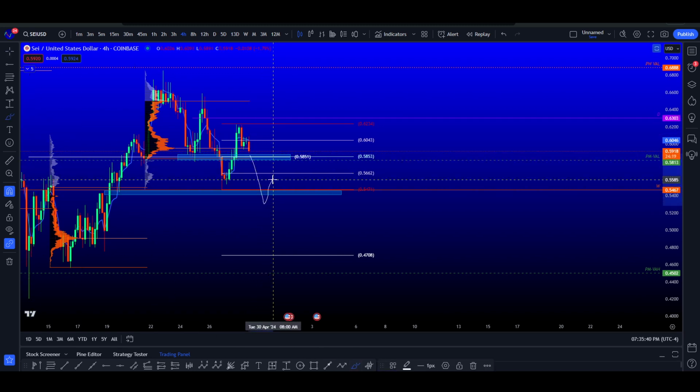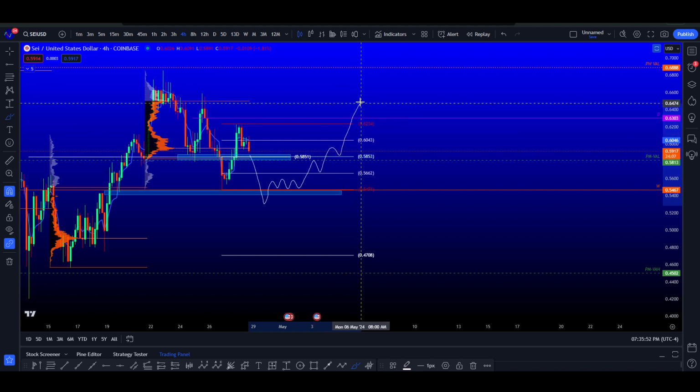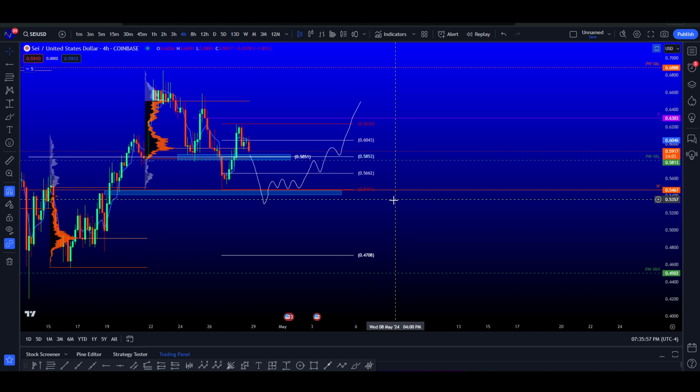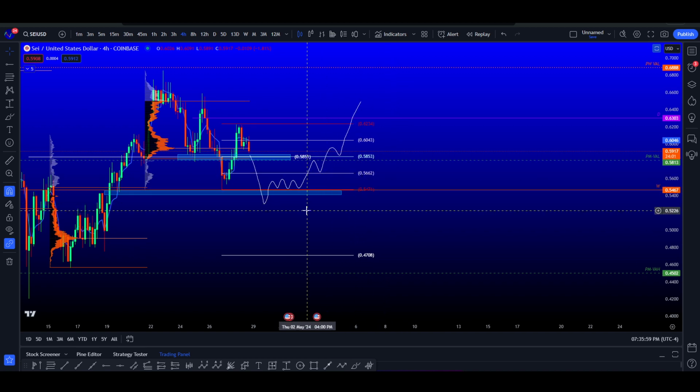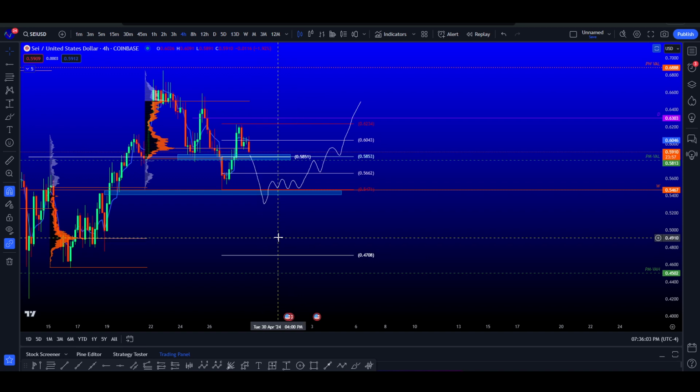Sweep the lows, grab some liquidity, reclaim this level as support, start to gain acceptance at this level before aiming higher, and then targeting the value area high of this profile, right? So that's pretty much how I would expect that to play out. Once again, if this level is lost, I would be targeting down here. This would be the first target.